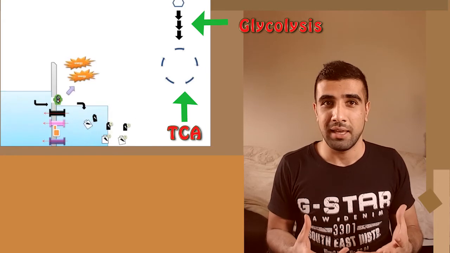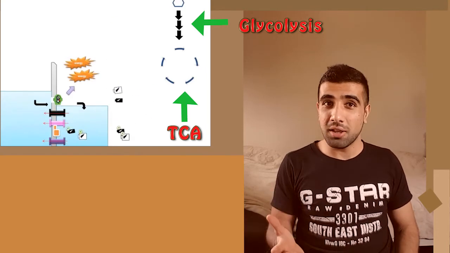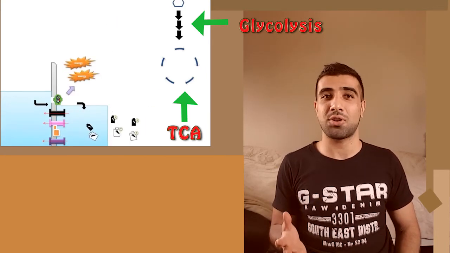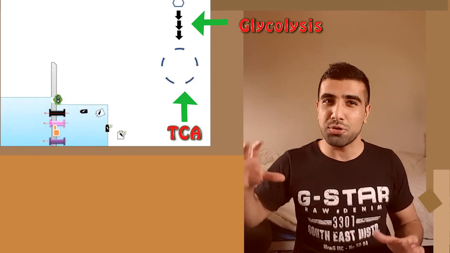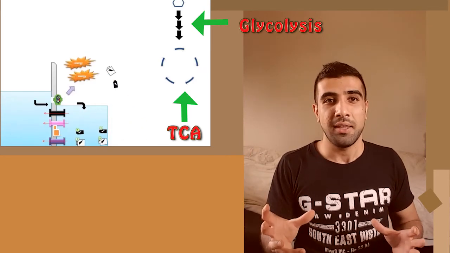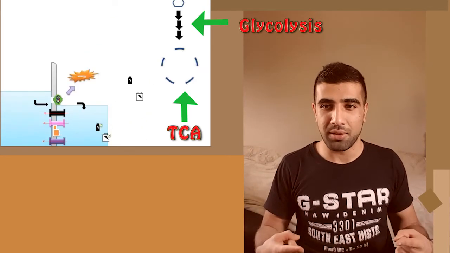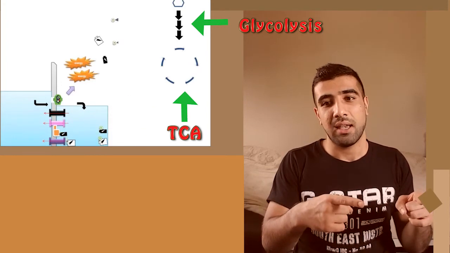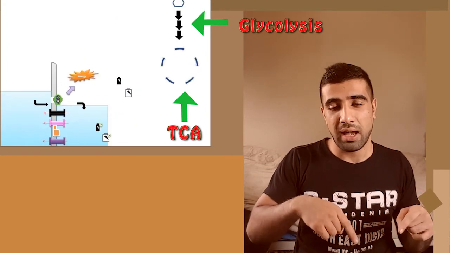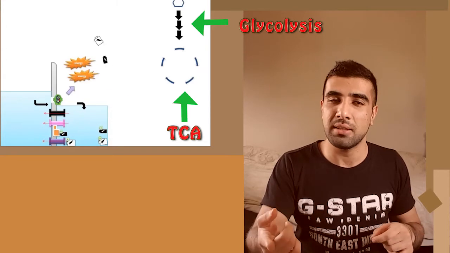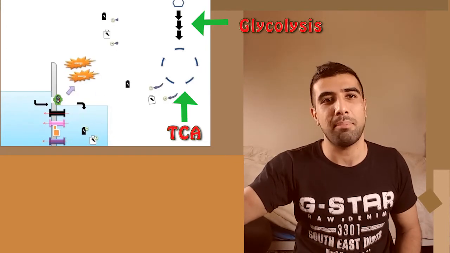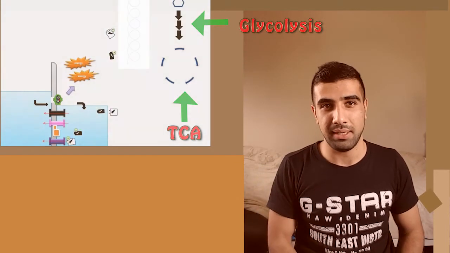Now these batteries, after they get used up, they need to get recharged again. And that's where glycolysis and the citric acid cycle come into play. Those are the processes that recharge these batteries to keep this electron transport chain going by powering these machines so that we can create AAA batteries, our ATPs.